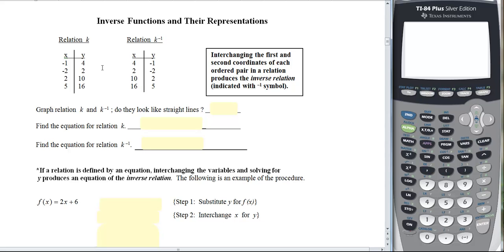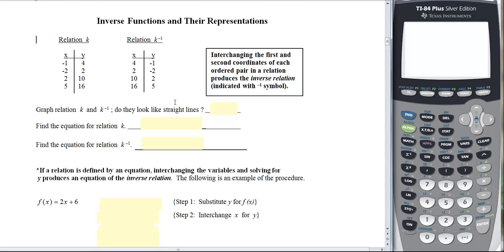Now, interchanging the first and second coordinates is going to be very important with this. It's going to pop up a lot of different times while we're just in this video. So my relation K, my domain here, became the range here. The range in K became the domain in K inverse because of this interchanging. Now I ask you to graph relation K and K inverse to see if they look like straight lines.